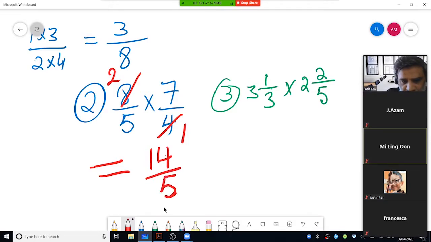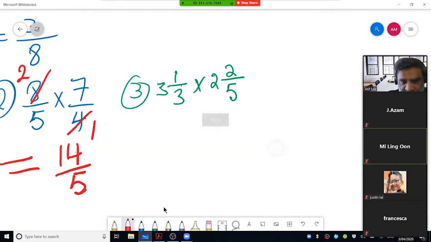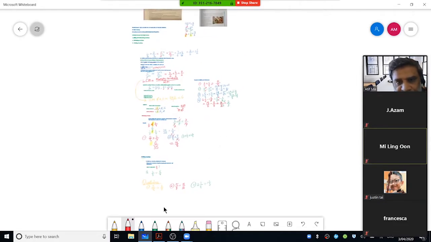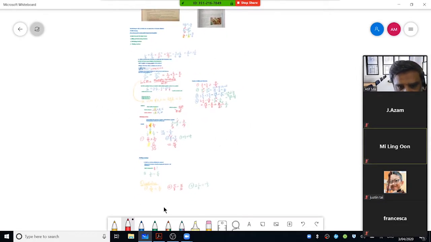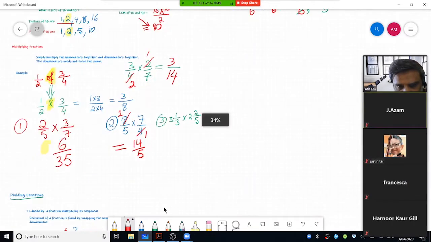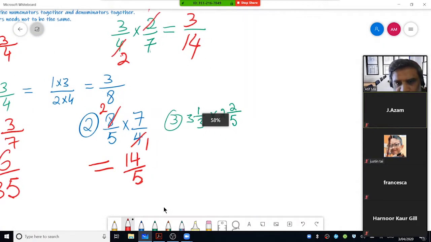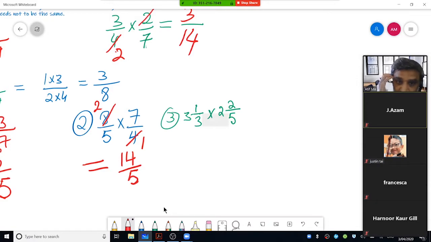And now we increase the difficulty a little bit more. Now we have a question, let me zoom out a little. We now have a mixed number. So first of all, you have to convert this mixed number into a fraction, and then you will do the multiplication. Kindly do this question and give me the answer.